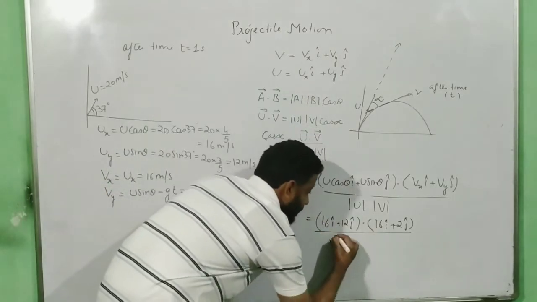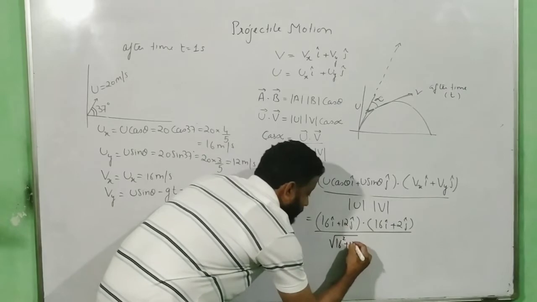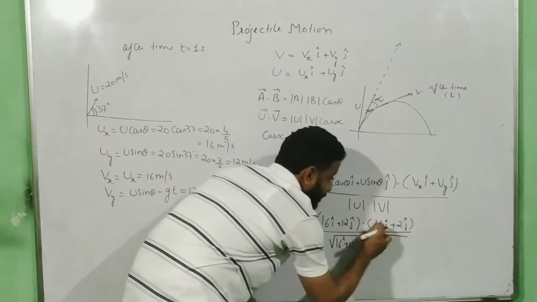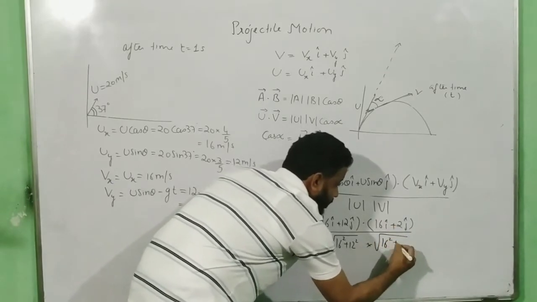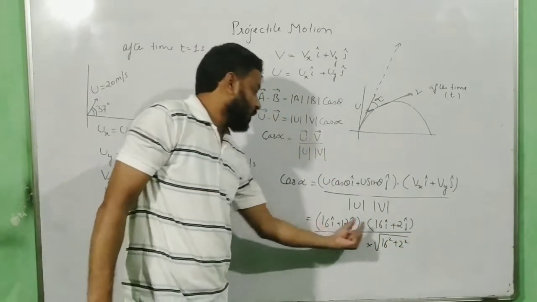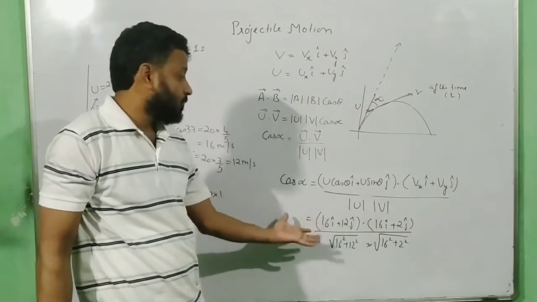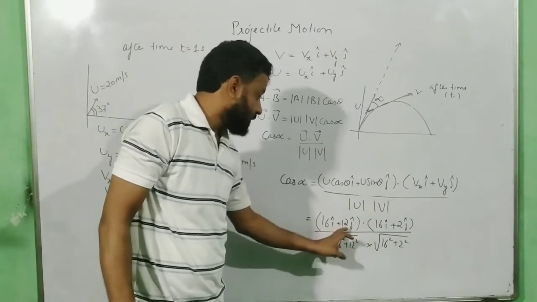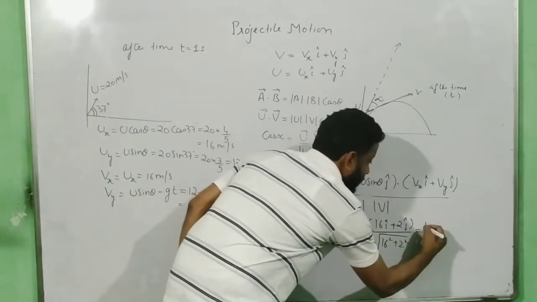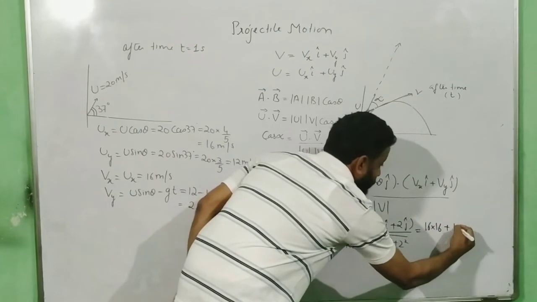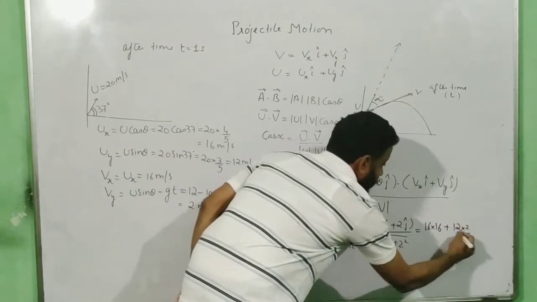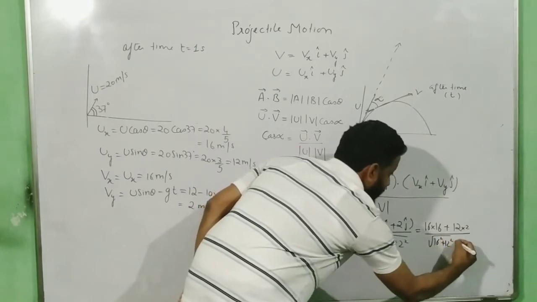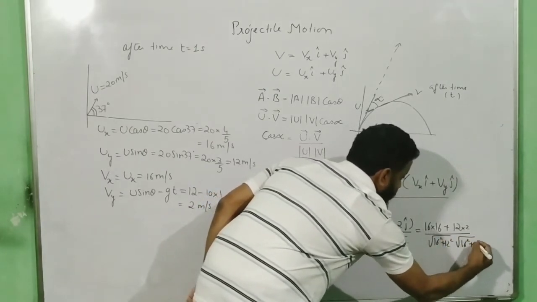So mod of u will be equal to, as I told you, root over of 16 square plus 12 square, multiplied by root over of 16 square plus 2 square. It is the mod of v. So mod of u and mod of v. And beyond this, you know how to do it. It's a dot product, so 16 into 16 and 12 into 2. So you will get 16 into 16 plus 12 into 2 divided by root over of 16 square plus 12 square and root over of 16 square plus 2 square.